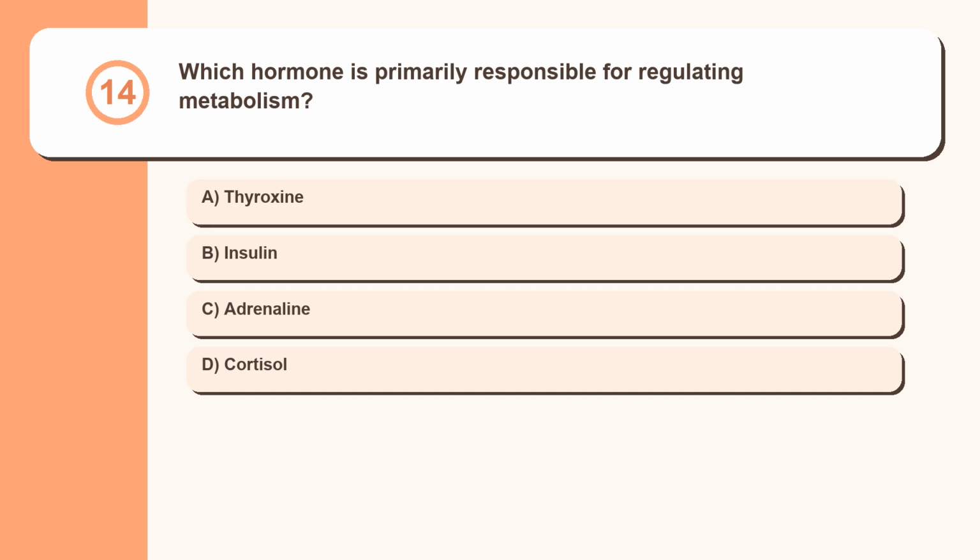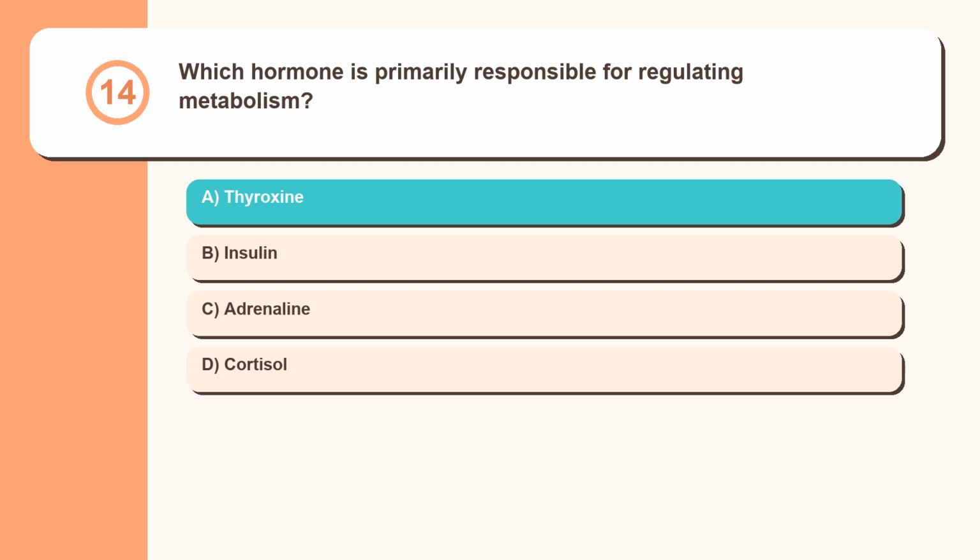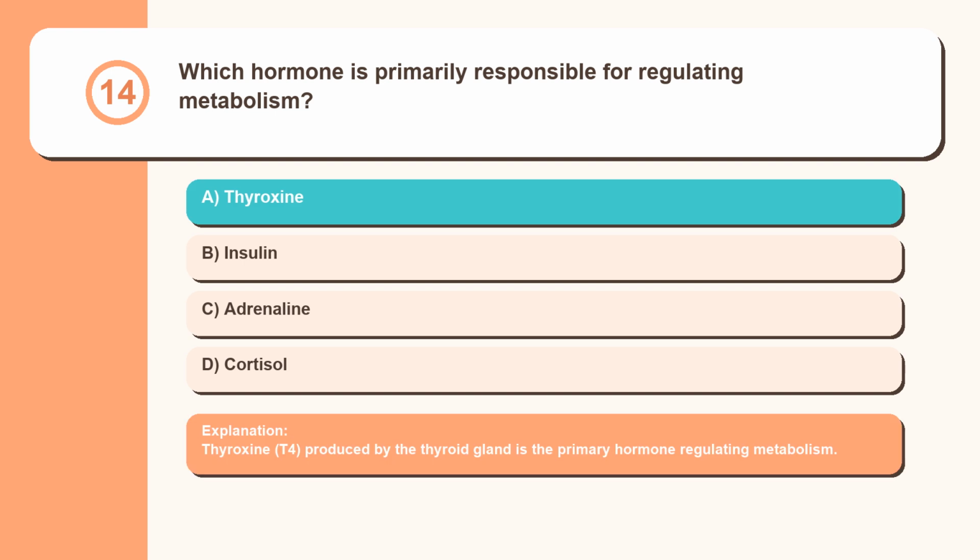Question 14. Which hormone is primarily responsible for regulating metabolism? Thyroxine, insulin, adrenaline, cortisol. Thyroxine, T4, produced by the thyroid gland is the primary hormone regulating metabolism.